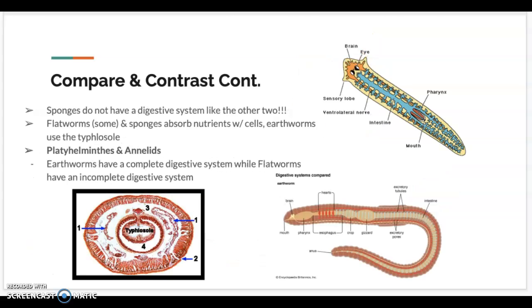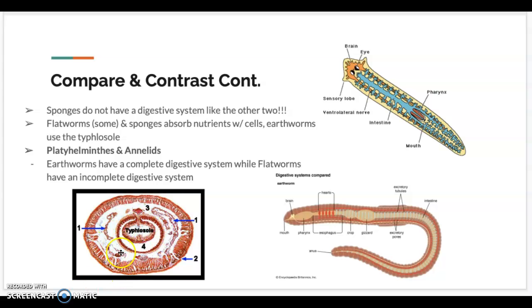And now on to the more contrasting. I think the most obvious one would be how sponges don't have a digestive system altogether like the other two do. And as some flatworms and sponges absorb nutrients with cells, earthworms use the typhlosole to absorb their nutrients. And lastly, Platyhelminthes and annelids contrast each other in the sense that earthworms have a complete digestive system, meaning they have two openings, a mouth and an anus, while flatworms have an incomplete digestive system, which is just one opening acting as both the mouth and the anus of the animal.